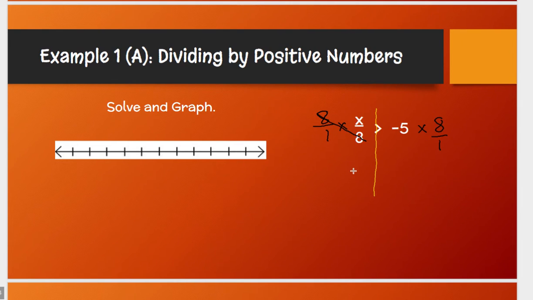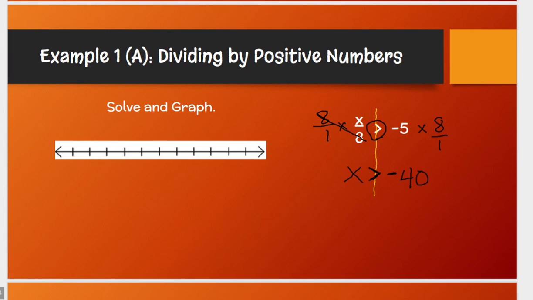So that cancels out our 8s and leaves us with just x on this side. And then I do want to look right here at what our symbol was. It was greater than. Then over here, I need to do negative 5 times 8. So a negative times a positive makes a negative answer. And then 5 times 8 is 40. So this inequality reads x is greater than negative 40.